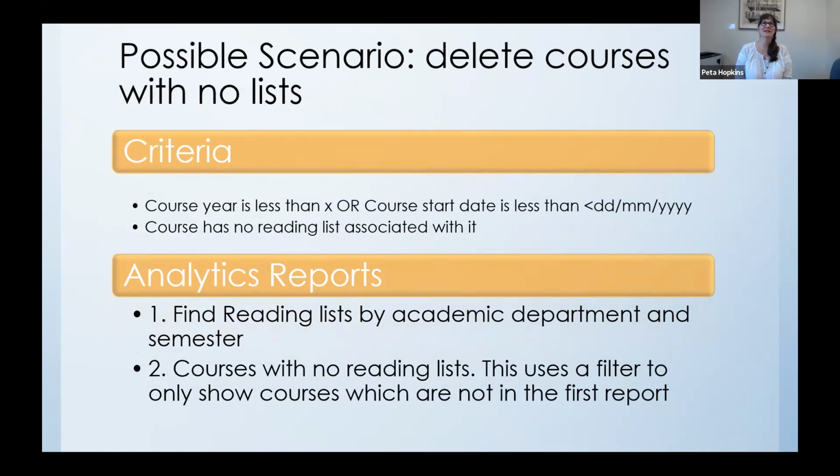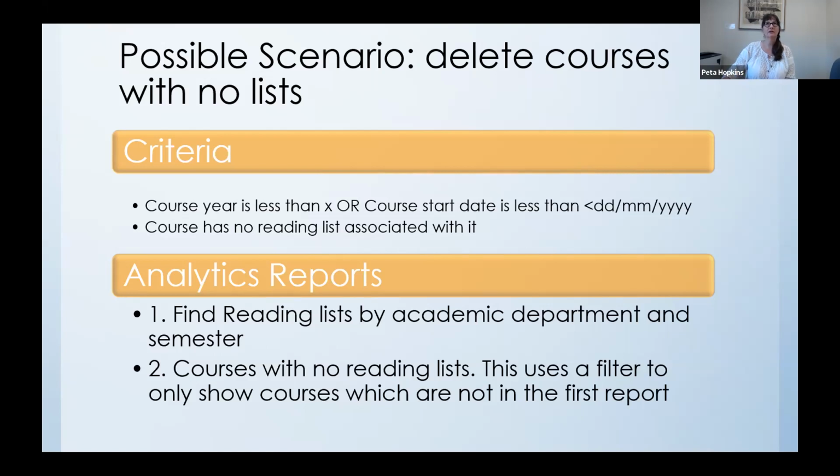So for us, we would be looking at choosing years, so the year is less than 2 years from now, or a course start date is less than a particular date. And so in that analytics report section, you can see there the two lists we use would be find reading list by academic department and semester. And then the second one is called courses with no reading lists.